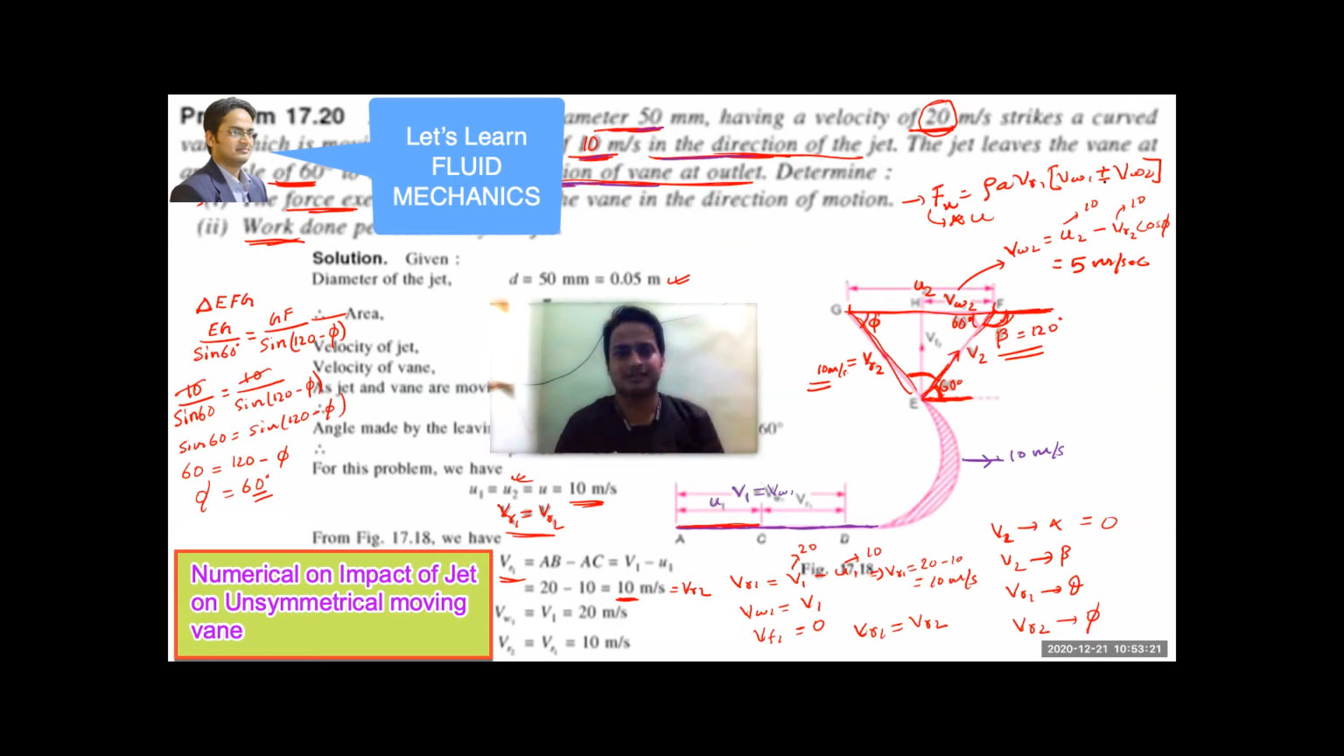Hello friends, in this video we are going to solve some numericals related to impact of jet on vanes. Here the vane will be unsymmetrical and it is moving with some velocity. So let's solve some numericals.